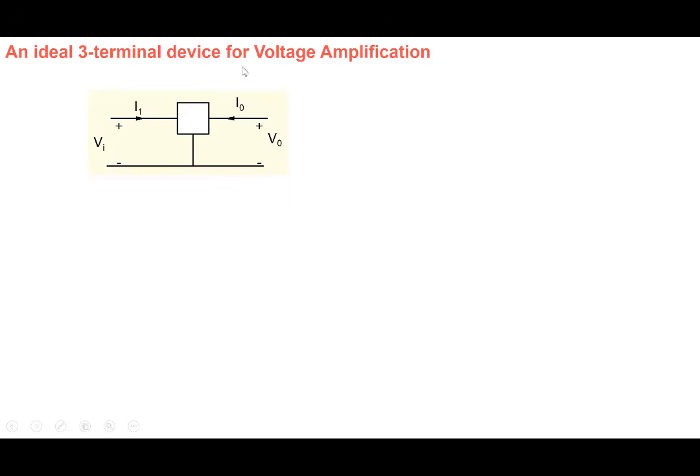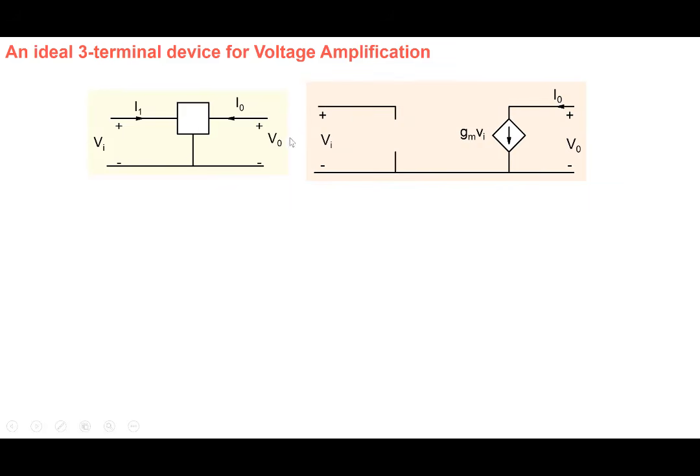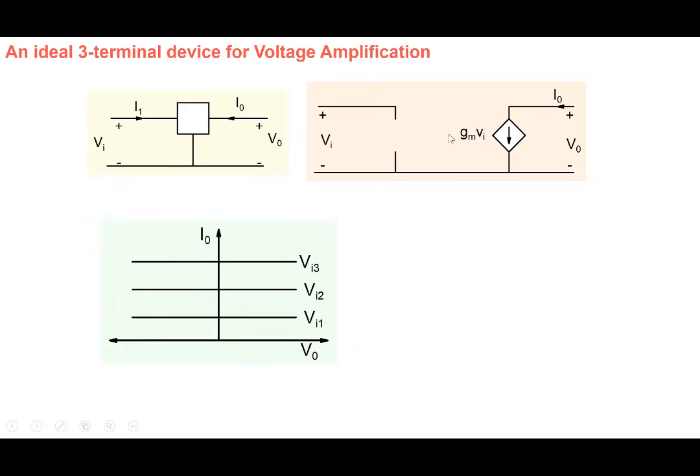So what is an ideal three-terminal device for voltage amplification? It's a unilateral device with infinite input resistance, infinite output resistance, and simply has a transconductance term, GM. That's an ideal device. And if we were to describe it graphically, the fact that I0 has no dependence on V0, if we were to plot I0 versus V0, we call this the output characteristics of the device, I0 versus V0.